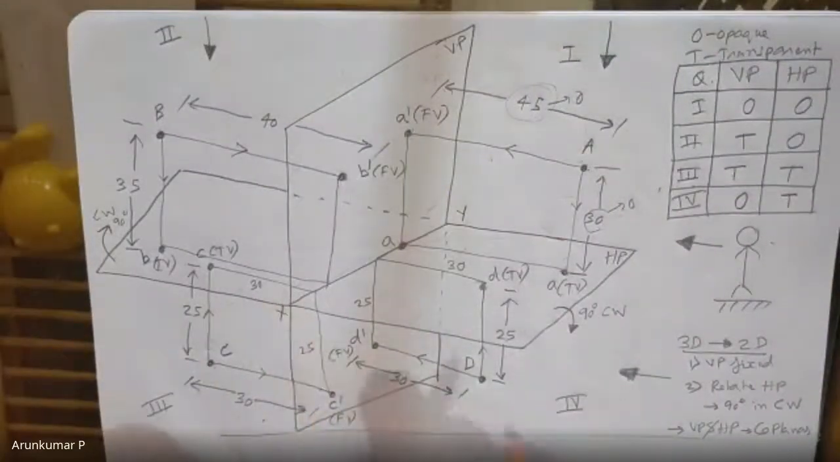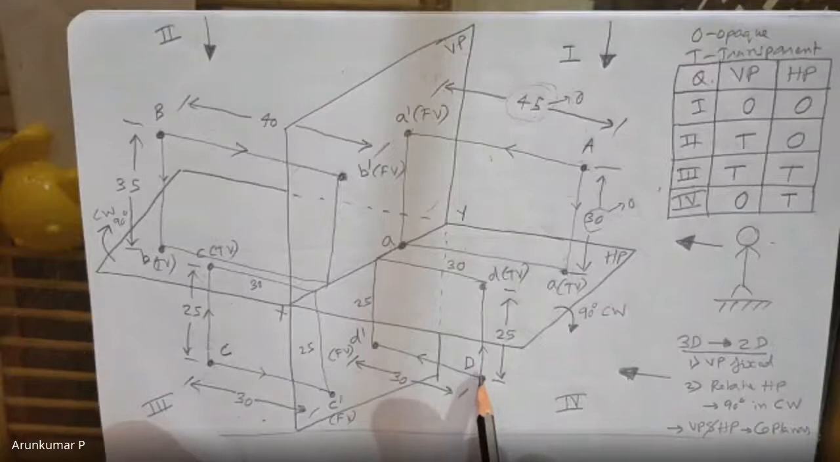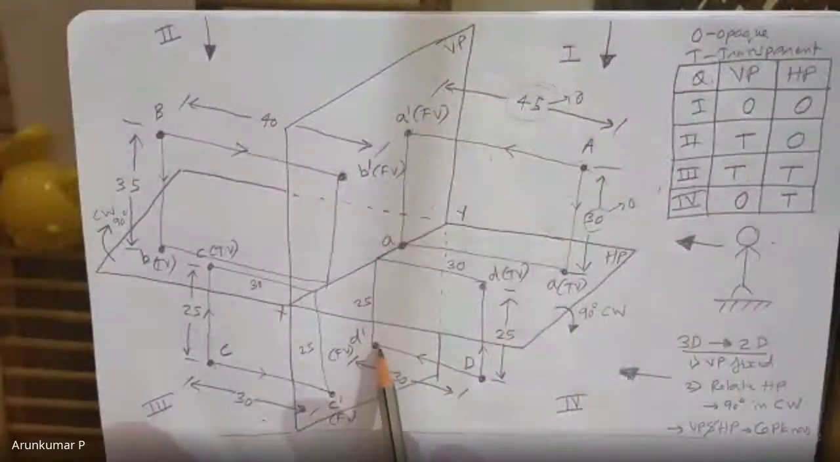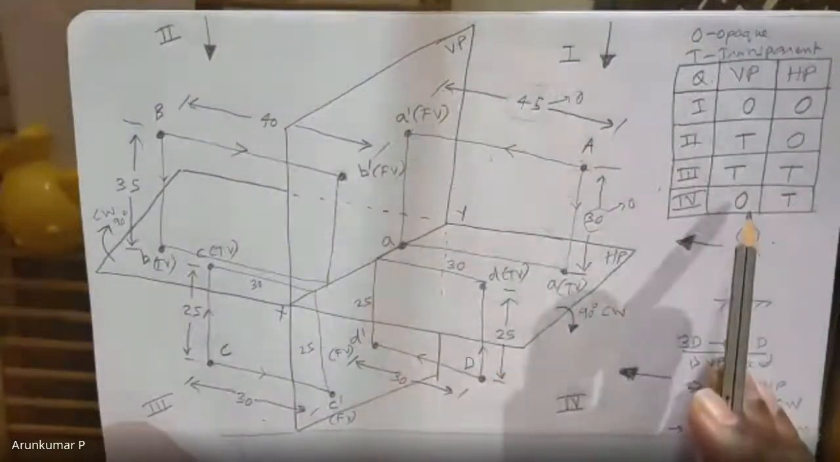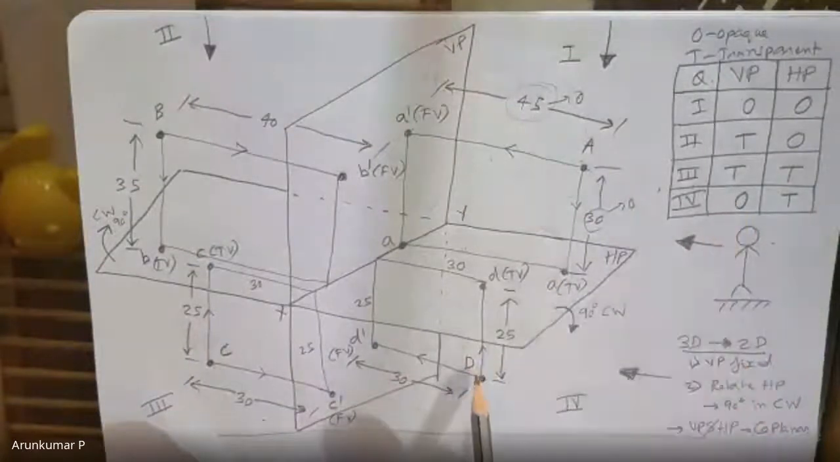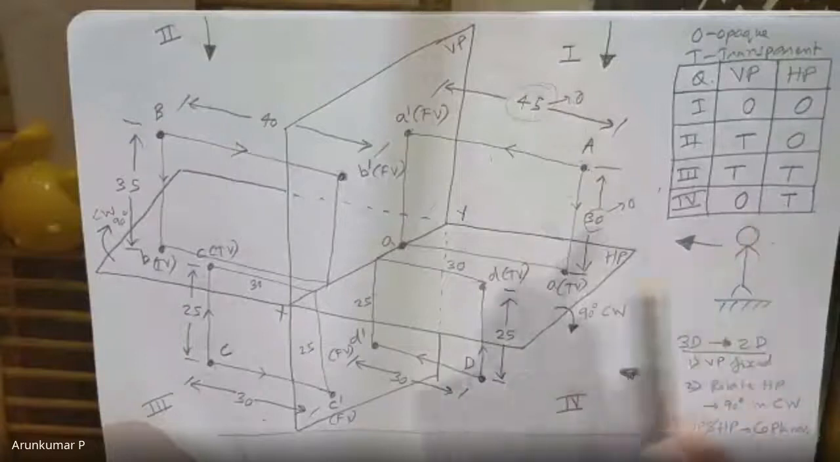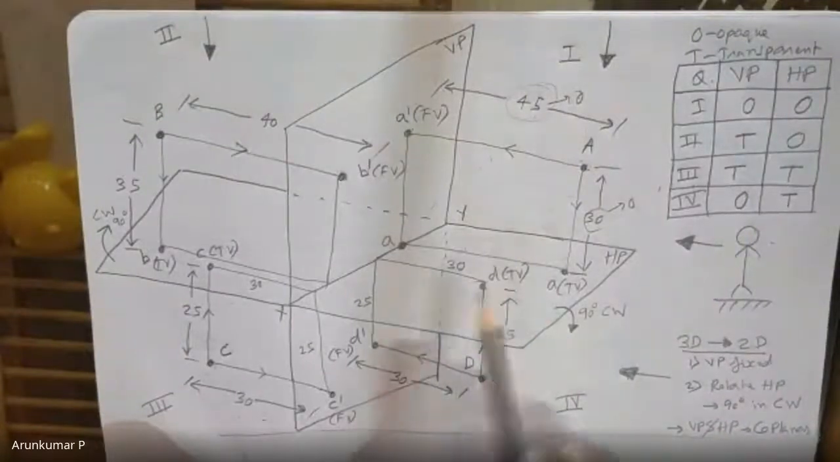Okay. The point D is in the fourth quadrant. Point D is in front of VP and below HP. You should make VP opaque if you want to get the front view on VP. You should make HP transparent if you want to get the top view on HP. This is what we had discussed.